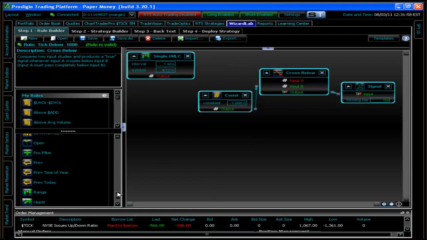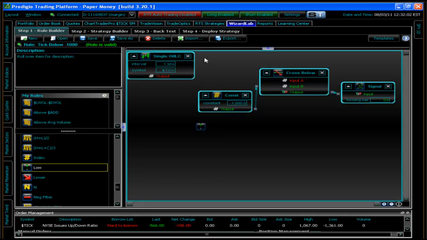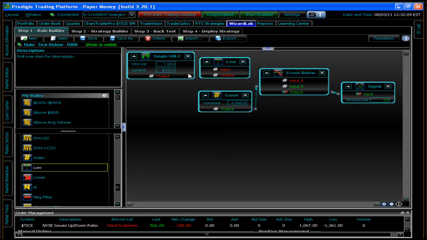And that happens sometimes. Sometimes when you're building rules and creating logic, especially logic that is reciprocal of other logic, you want to pay attention to these details. That should have been low, because I want to know when the low price crosses below negative 1,000. Right, so I'll save that, and it's fixed. So that's much better.